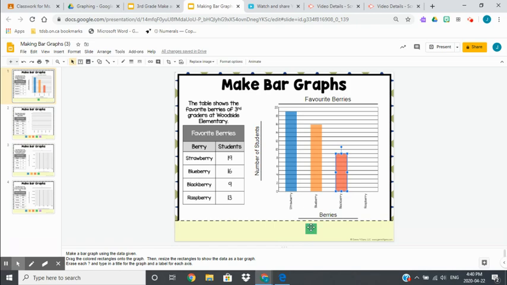Yes. And the last one is raspberry, and raspberry had 13 students. So I'm going to continue this right up to number 13. Again, it's a line that's in between 2 numbers, 12 and 14. Just double check. And I finished my graph.